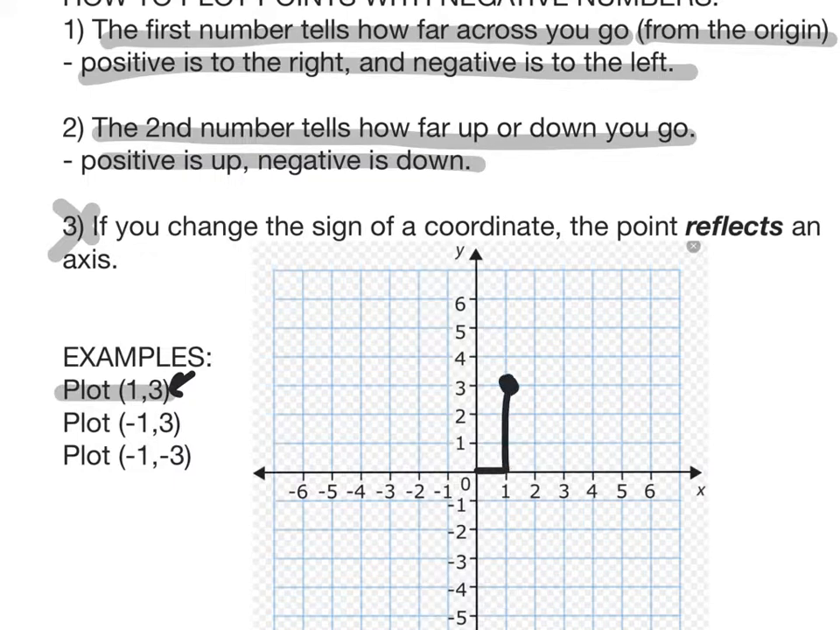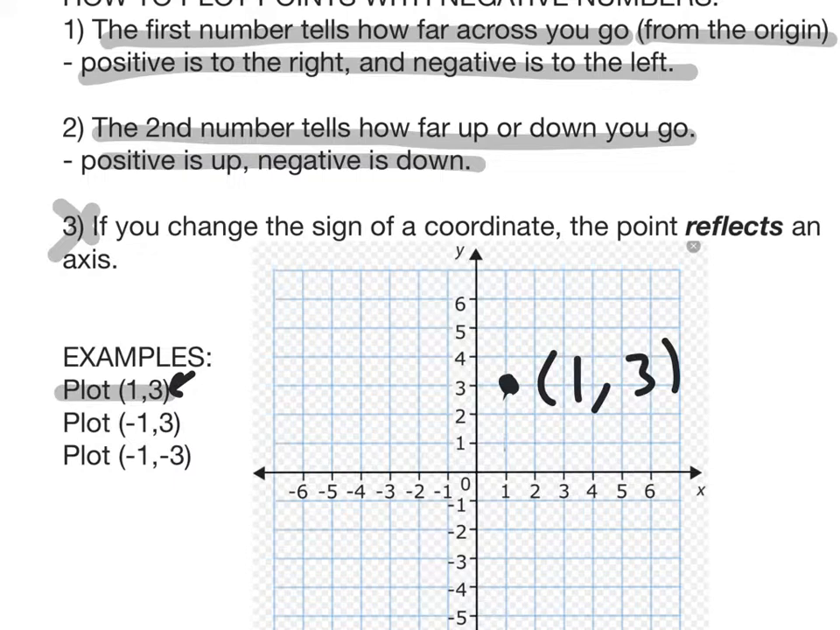When you are actually plotting points, don't draw the lines in like I just did. I did that just to show you how to do it. So let's get rid of those lines. That's the point. And you would label it with its coordinates. That's (1, 3). It's in the first quadrant.